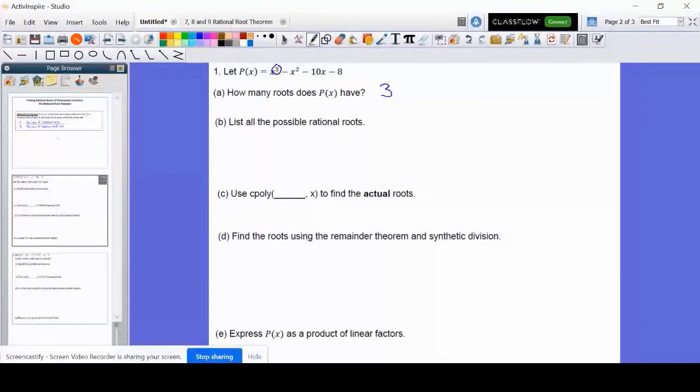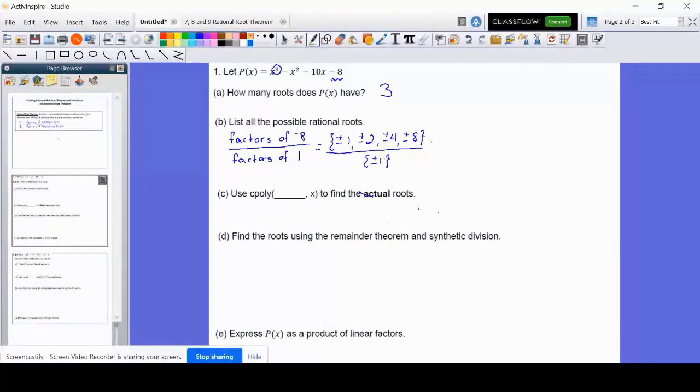Now, if we're going to list all the possible rational roots, we're going to take the factors of the constant term, which in this case is the negative 8, over the factors of the leading coefficient, which is the invisible 1. And I'll tell you, we love when the leading coefficient is 1. It makes it easier because the factors of 8 are a positive and negative 1, positive negative 2 go into 8, a positive and a negative 4 go into 8, and so do both a positive and a negative 8. And the only numbers that go into 1 are positive and negative 1.